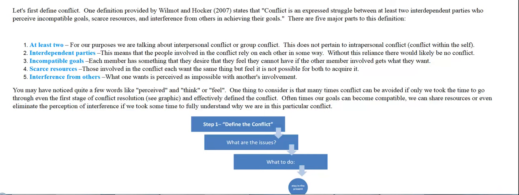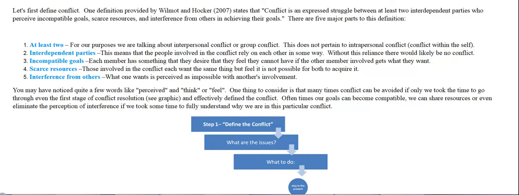Number 2, it has to be interdependent parties involved in the conflict. So this means that the people involved in that particular conflict rely on each other in some way. Without this reliance, there would likely be no conflict because there's no need for each other. So for some reason, you are relying on that person, whether it's to get a job done, to financially back you, emotional support, whatever it might be. You have some sort of interdependence, and they in turn obviously rely on you, which helps to explain what interdependence means. So you have to have at least 2 people and interdependent parties.